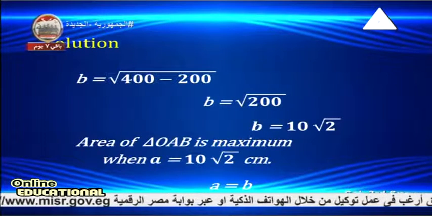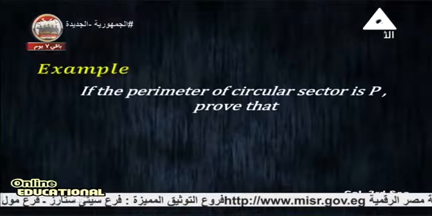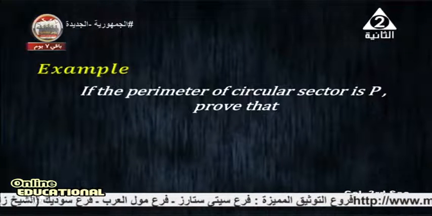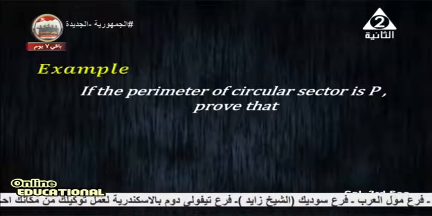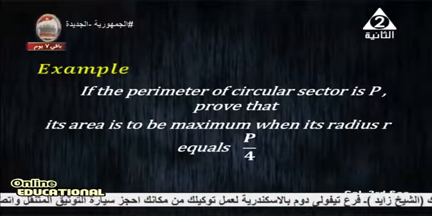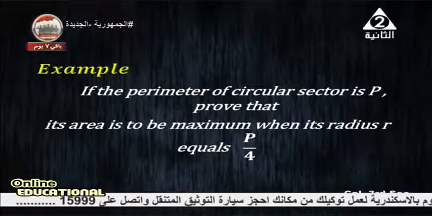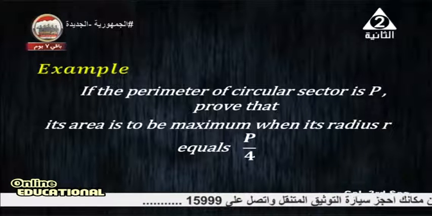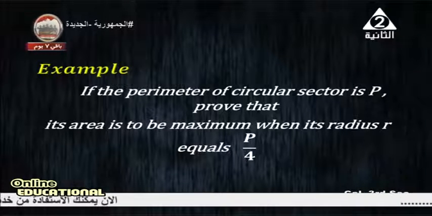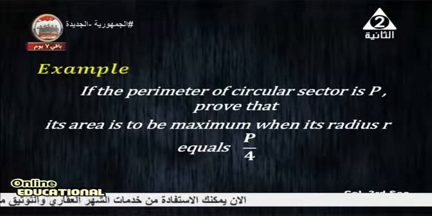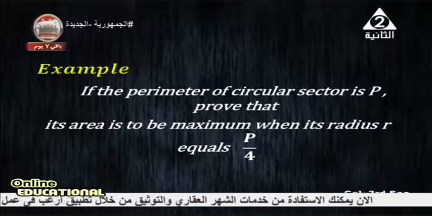Another example. If the perimeter of a circular sector is P, prove that its area is maximum when its radius r equals P over 4. P is the perimeter of a circular sector.